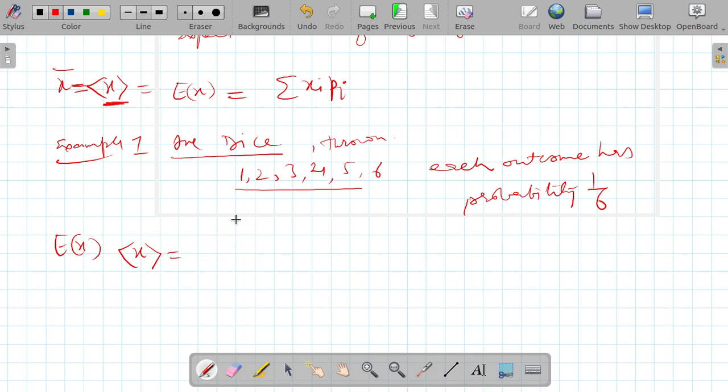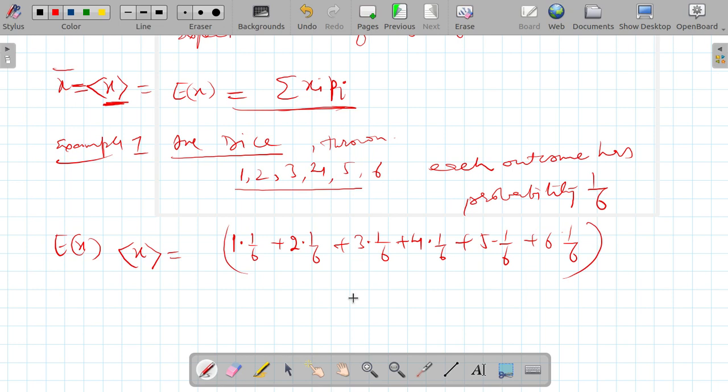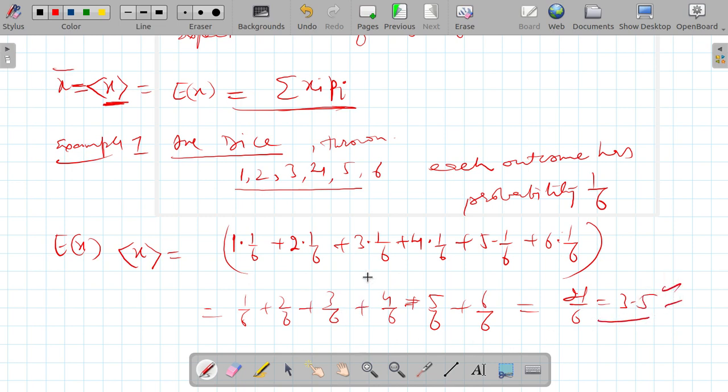So that means the expectation value comes out to be, I will use this formula. First outcome is 1 multiplied by its probability, second outcome and its probability, third outcome and its probability, then 4 into 1 by 6 and so on, 5 and then 6 into 1 by 6. The result is 1 by 6, 2 by 6, plus 3 by 6, 4 by 6, 5 by 6 and 6 by 6, and the result will be 21 by 6, which is 3.5. This is a very simple example.